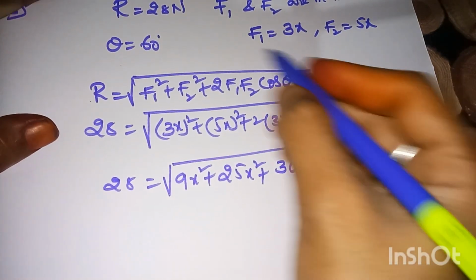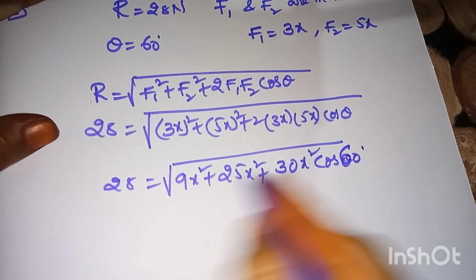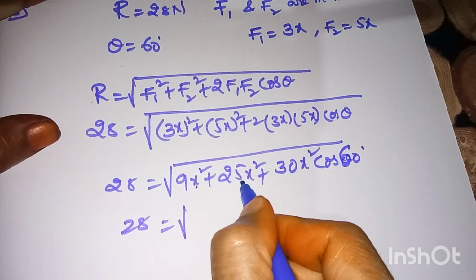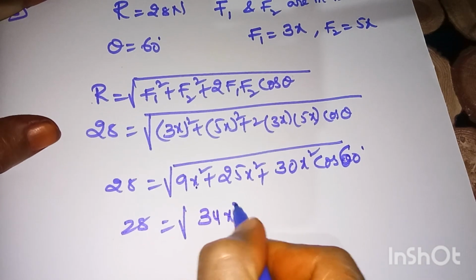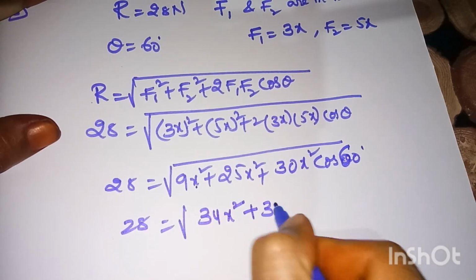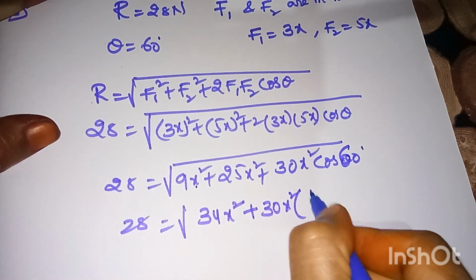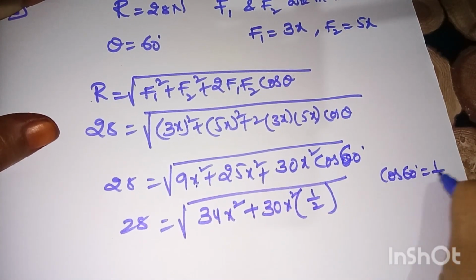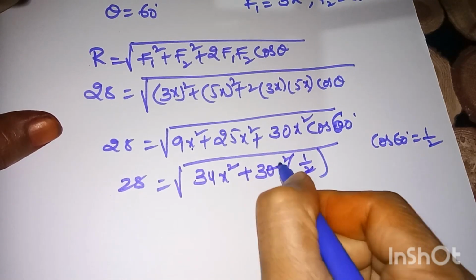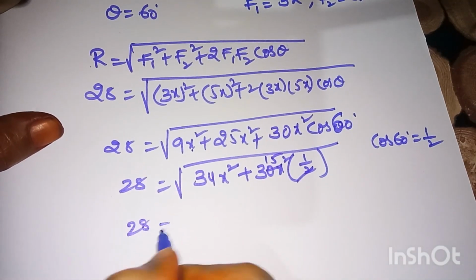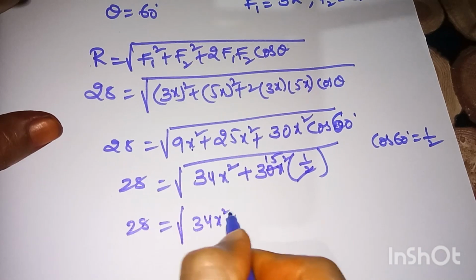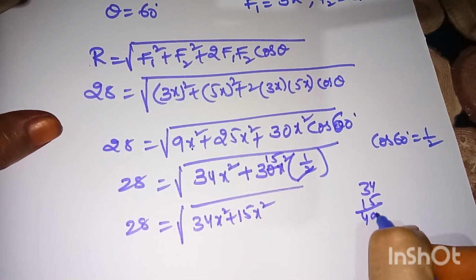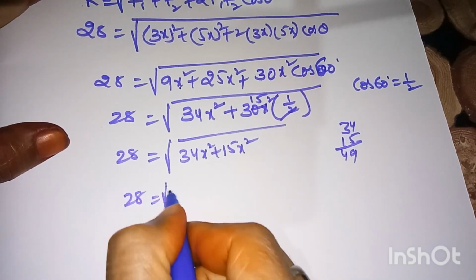So they have given theta as 60 degrees. So 28 equals 9x square plus 25x square, that is 34x square, plus 30x square into cos 60, which is 1 by 2. So cos 60 is 1 by 2, and 2 ones are 2, 2 15s are 30. So 28 equals 34x square plus 15x square. 34 plus 15 is 49, so 28 equals 49x square.